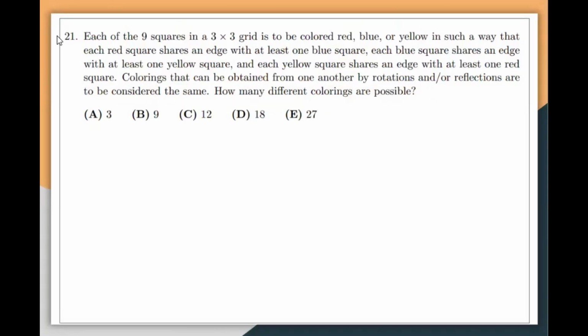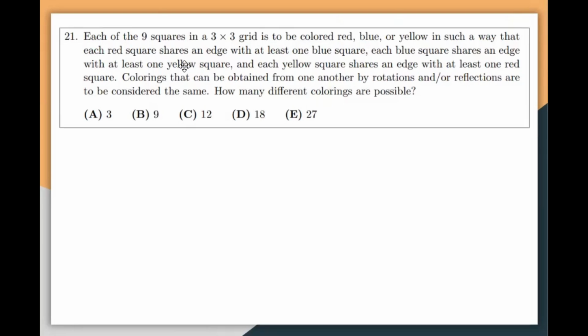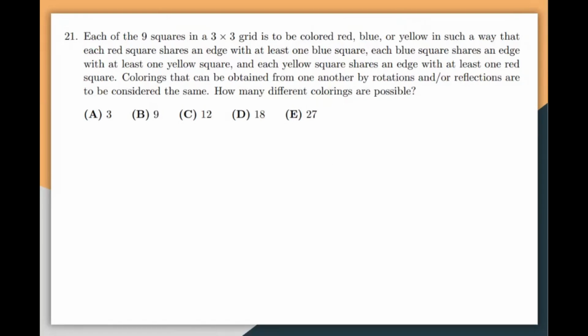Okay, so here we have 21 from 10B, and then I guess this was 17 for 12B. Each of the 9 squares in a 3 by 3 grid is to be colored red, blue, or yellow in a way that each red square shares an edge with at least one blue, each blue square shares an edge with at least one yellow, and each yellow square shares an edge with at least one red square. Colorings that can be obtained from one another by rotation and/or reflection are considered the same. How many different colorings are possible?